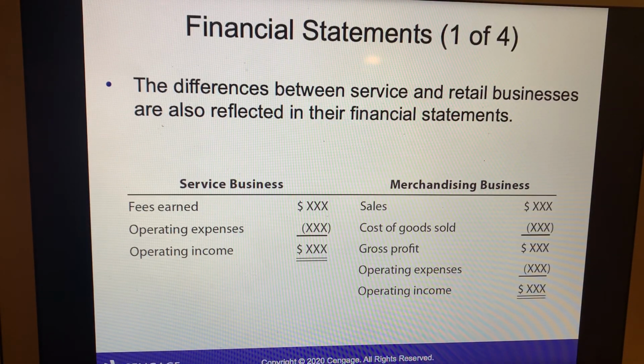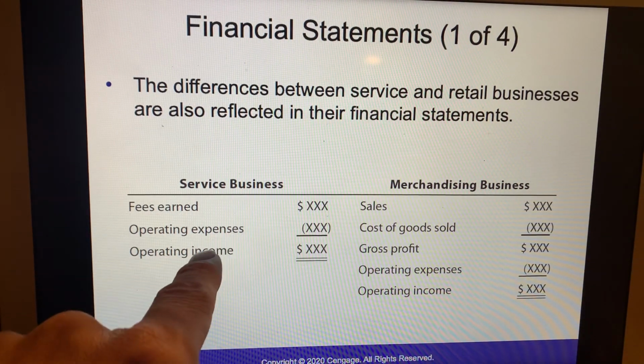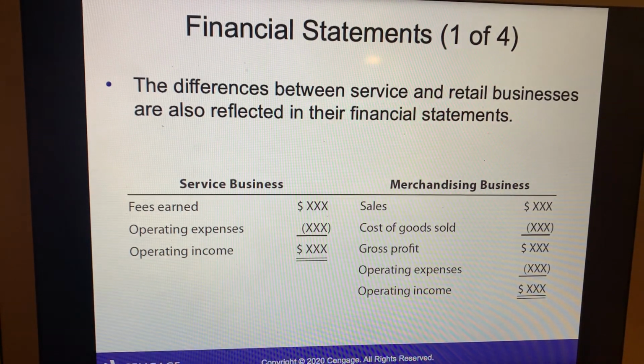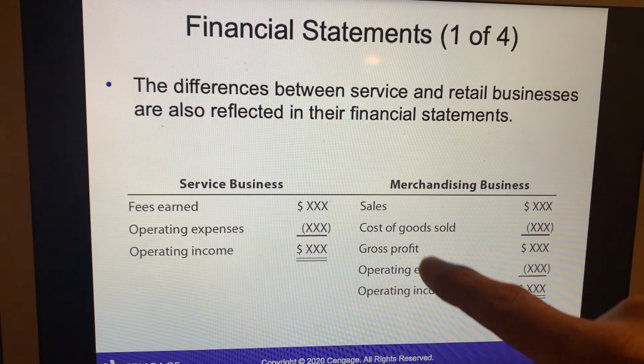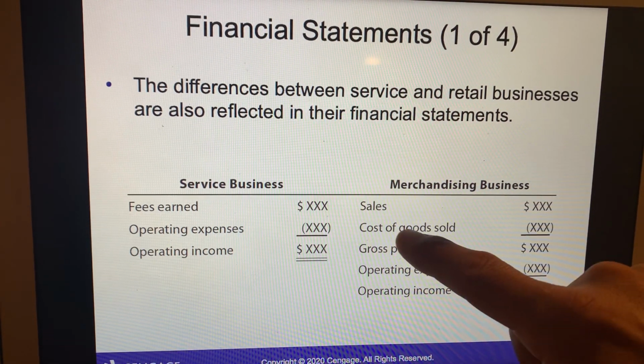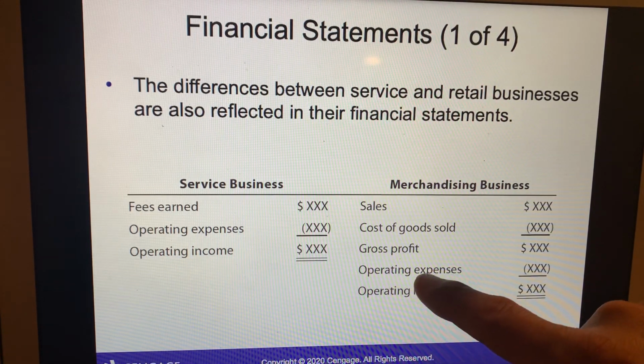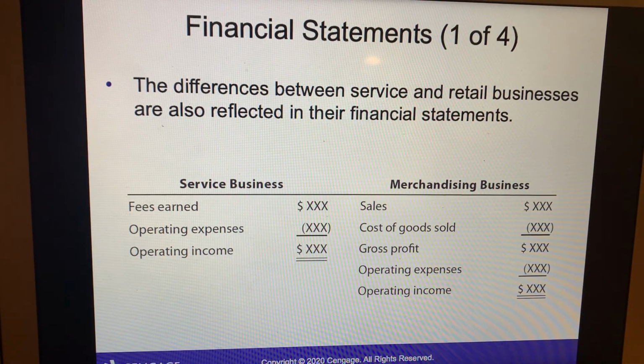The difference between service and retail businesses is also reflected in their financial statements. Notice on the left here, there's no cost of goods, while on the right there's cost of goods. Then there's gross profit, and then there's operating income. So the main difference is the cost of goods. Your operating expenses are still there; we just deduct them a little bit further down.